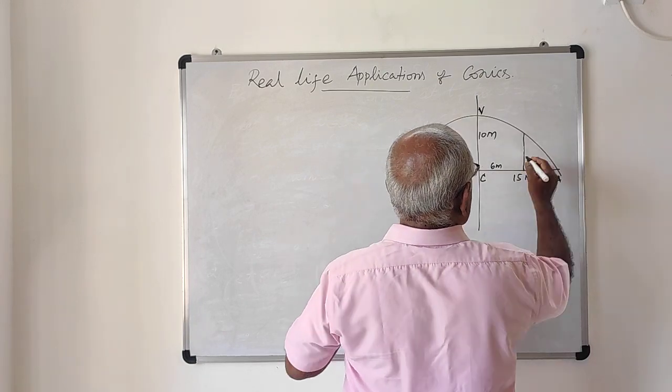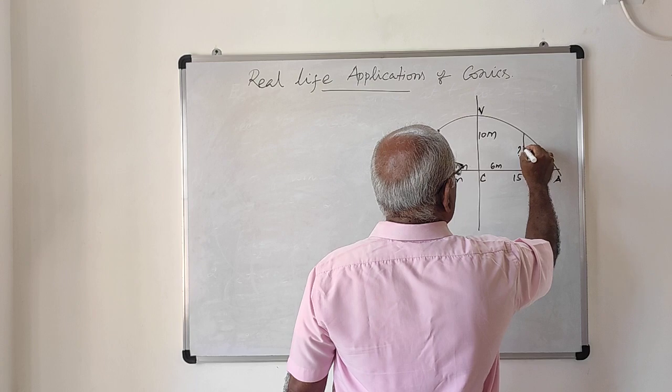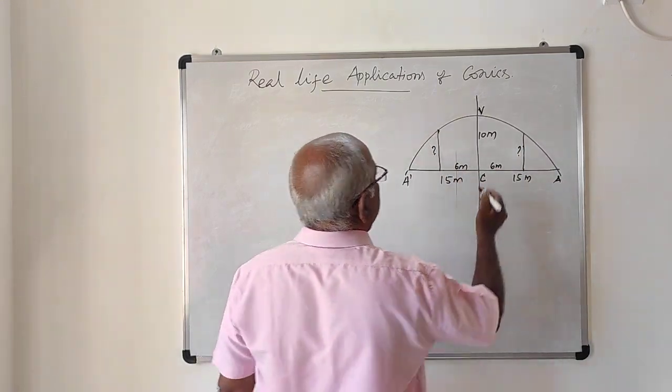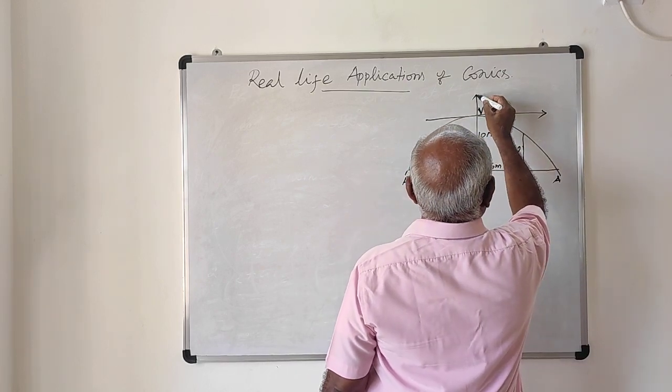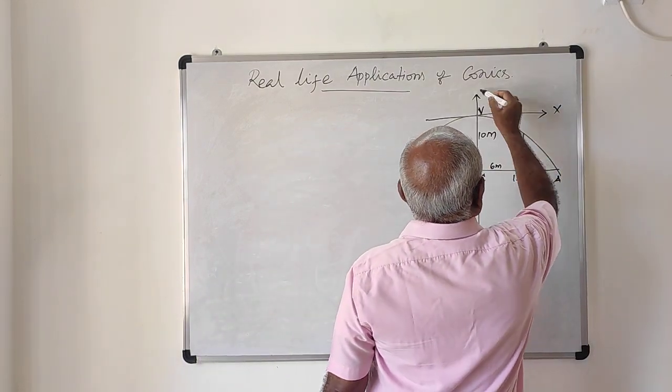This height they are asking. This is the height they require to find out, the height of this bridge, on either side of the center 6 meter. You consider this as your x-axis and this as your y-axis.